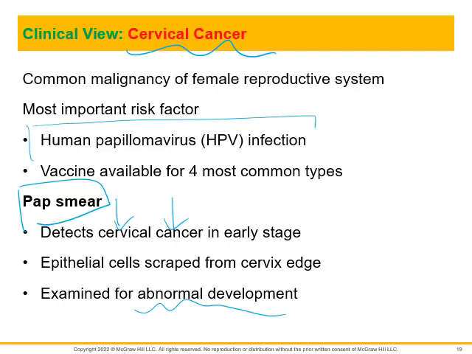It's caused by this human papillomavirus. There are many, many different strains of HPV. So the 4 most common types that cause cervical cancer, we do have a vaccine for. It's called Gardasil. Can be given to both males and females who are sexually active or before they become sexually active. If you are sexually active, you probably have been exposed to multiple different types or strains of HPV.